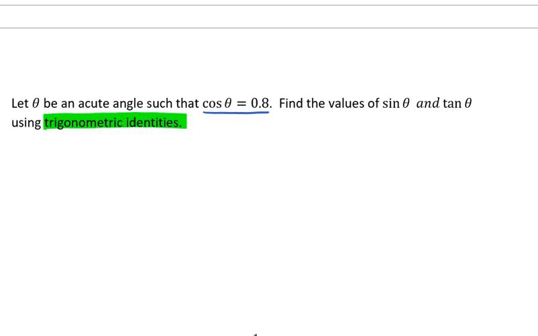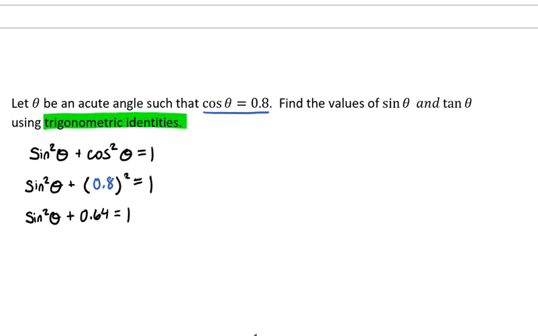Well, using Pythagorean identities, we know that the sine squared of theta plus the cosine squared of theta equals 1. And we know what the cosine of theta is, so we can plug that in and square it, allowing us to have the sine squared of theta plus 0.64 equals 1. So we'll subtract the 0.64 from both sides.